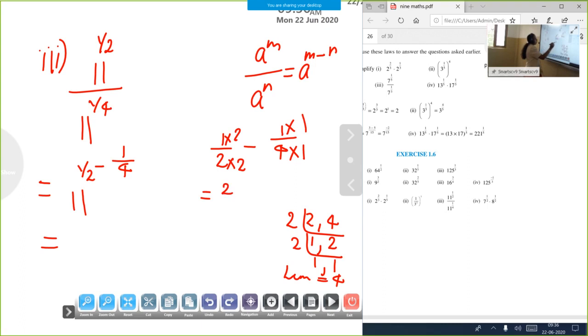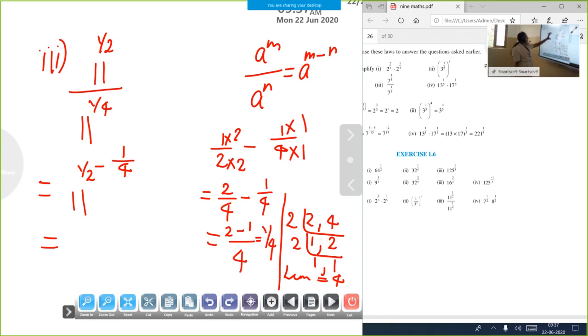Then next step, 2 by 4 minus 1 by 4. What is 2 by 4 minus 1 by 4? Write only one denominator and subtract the powers. 2 minus 1. So the answer becomes 1 by 4.